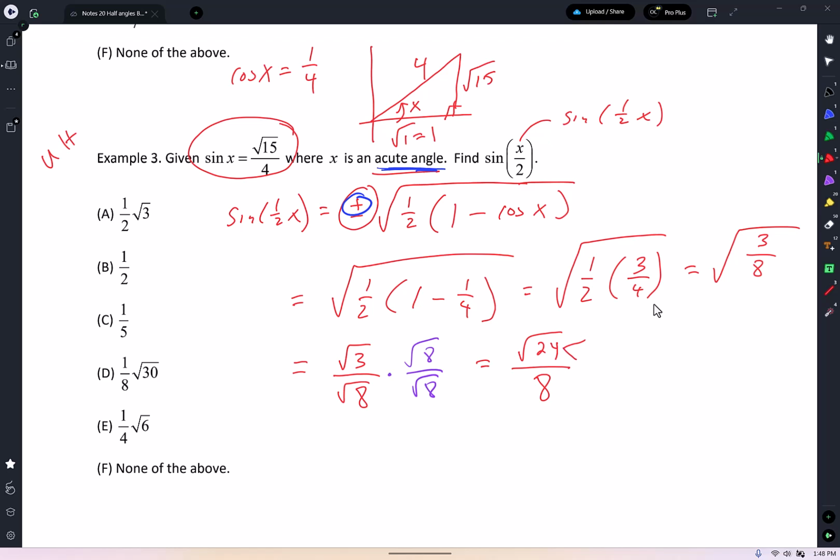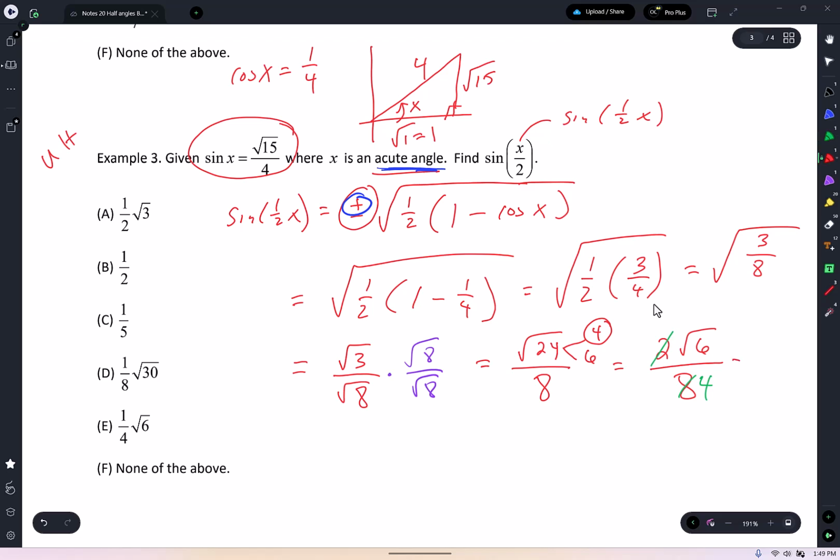Give me two numbers that multiply to give you 24. 4 and 6. Remember, this is under the radical. Which one is a perfect square? What's the square root of 4? So this you write 2, and then what do you have left? Square root of 6 over 8. And now you can reduce it. How many times does 2 go into 8? So there it is. Root 6 over 4.